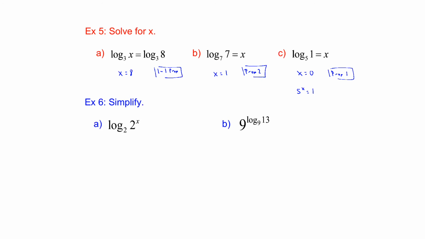Alright, as we look at example 6 here, log base 2 of 2 raised to the x. So you have a logarithm, and then you have an exponential right here, but the bases are the same. So they cancel each other out, and you're just left with x. This is the inverse property. Same thing with b, 9 raised to log base 9. So you have a base 9 and a base 9, log base 9 as an exponent, so they cancel each other out, and you're just left with 13. Once again, this is the inverse property that is being used.